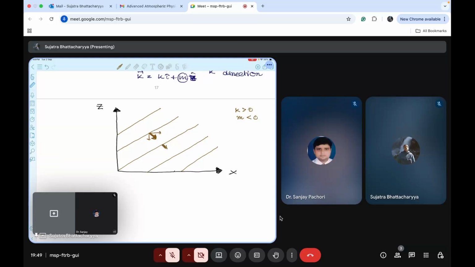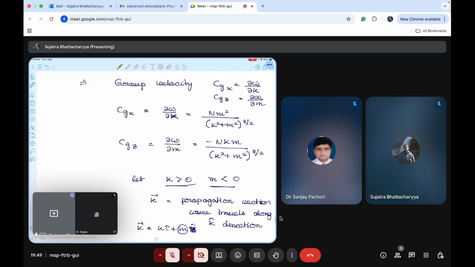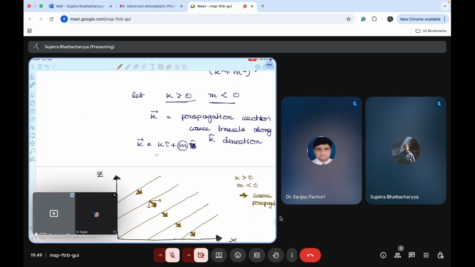These brown color lines are the phases, and this is the wave propagation direction. The phases of the waves are propagating in this direction, because we have chosen k greater than 0, m less than 0. This is the wave propagation direction. So let me quickly do this. All right, what about your phase velocity? It is a phase speed, no problem.